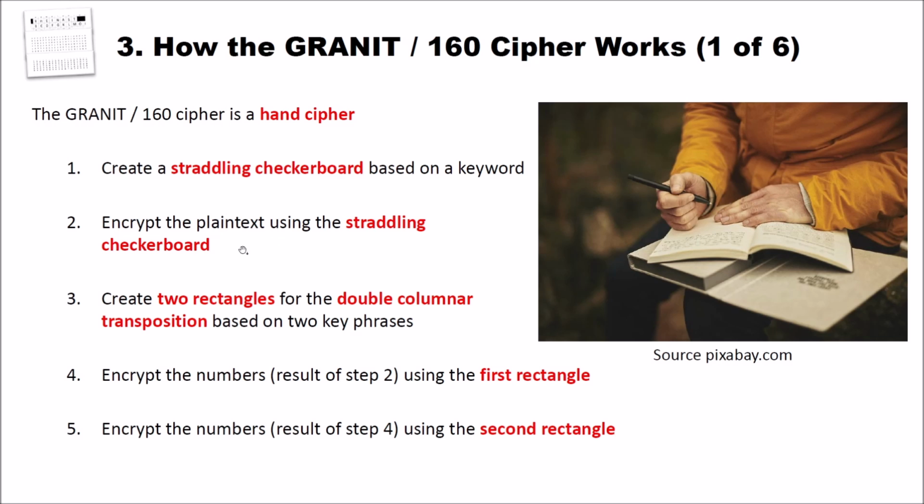After that, we create 2 rectangles for the double columnar transposition cipher based on 2 key phrases. Then we encrypt the numbers which are the result of the encryption of step 2 using the first rectangle. And then we encrypt the numbers again. This is a result of step 4 using the second rectangle. These 2 steps form the double columnar transposition cipher. Let's have a look at each step on its own.